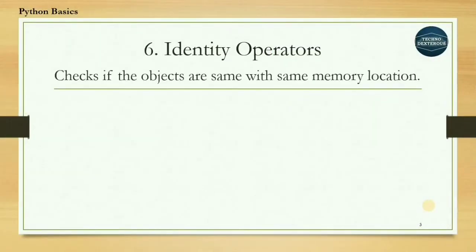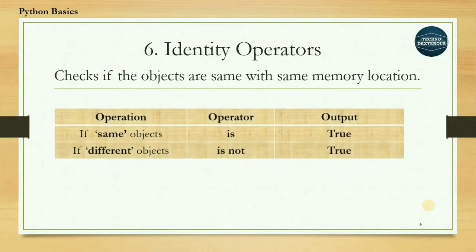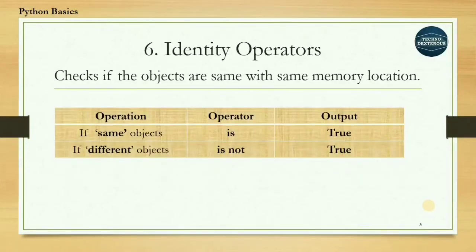Identity operators. Identity operators are used for checking the object similarity, if the objects are same or different. There are two types of identity operators, is and is not. Identity operators provide the output in the form of boolean values. If the objects are same, then the is operator provides the output as true. If the objects are different, then the is not operator will provide the output as true. Otherwise, in other cases, they both provide false output.